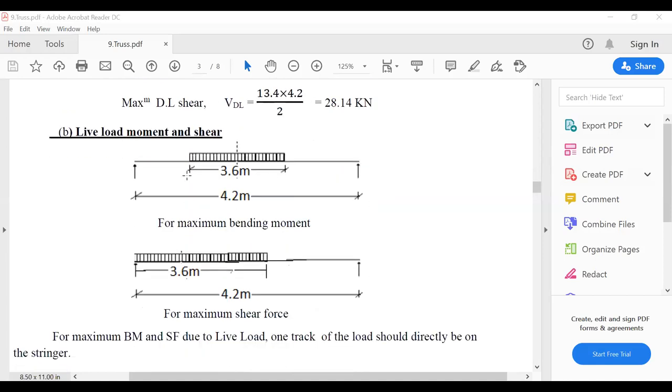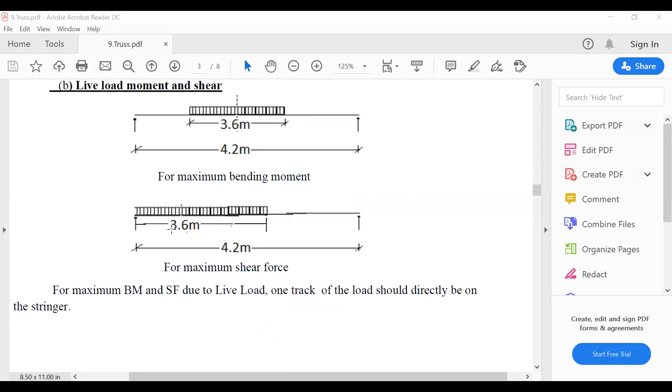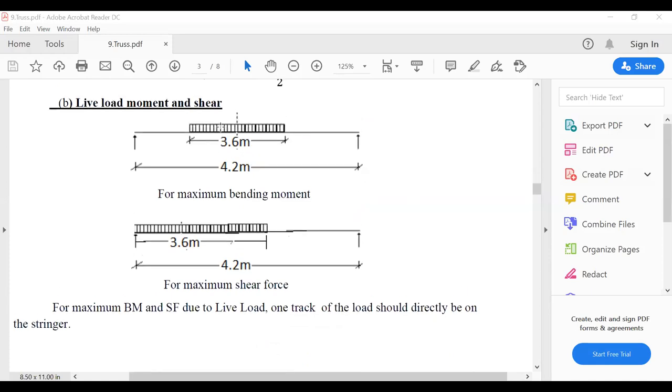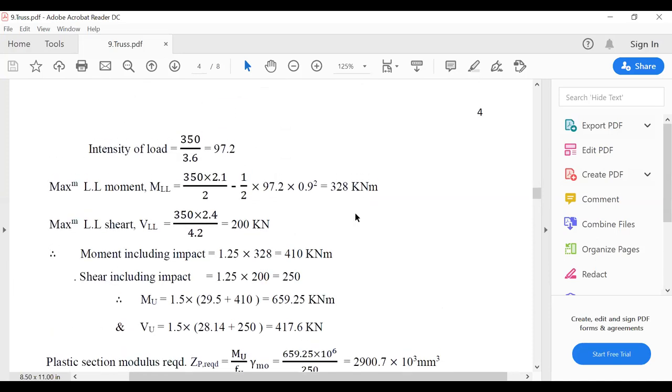So after that, if you look into one panel, this is 4.2 meter. If you have to give the highest bending moment, the track should be at the middle. That is obvious. And for shear force, the track should be at one of the ends. It is in general, isn't it? If the moment is highest, the load should be at the center, and if the shear force is highest, the vehicle should be at one of the ends, and the Stringer is going from left to right, right? Stringer length is 4.2.